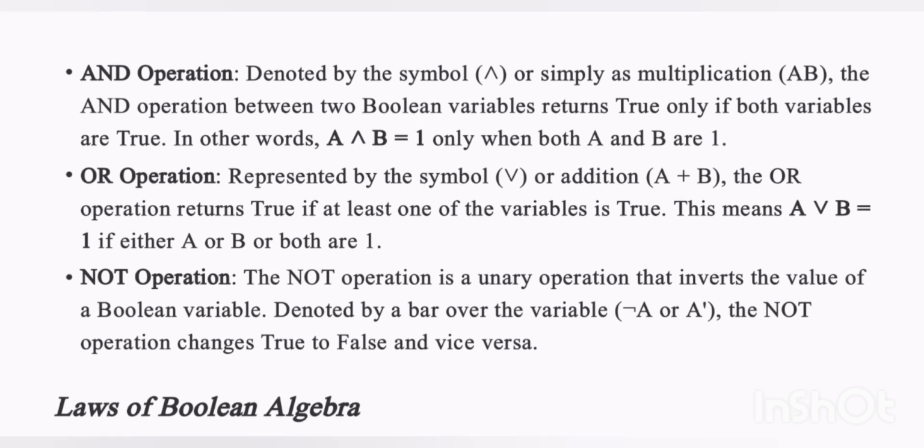NOT operation. The NOT operation is a unary operation that inverts the value of a Boolean variable. Denoted by a bar over the variable A, or A prime, the NOT operation changes true to false and vice versa.